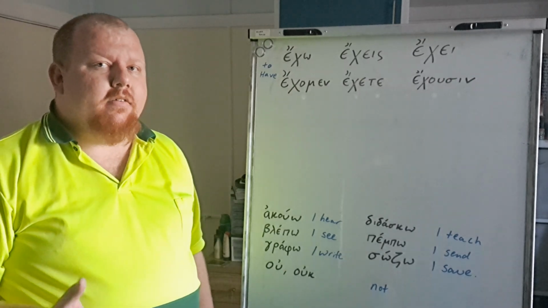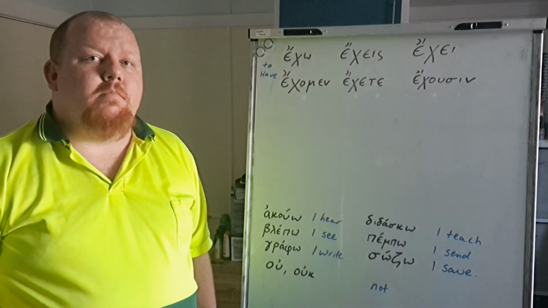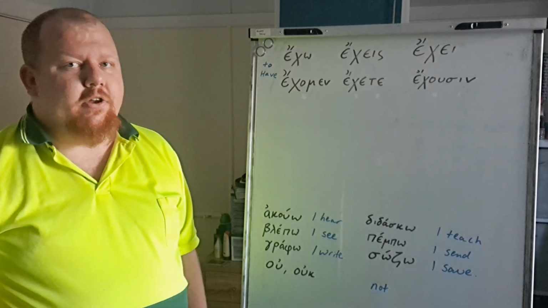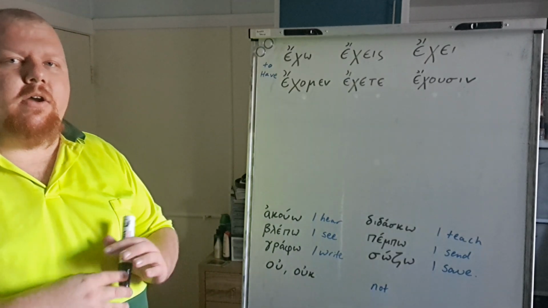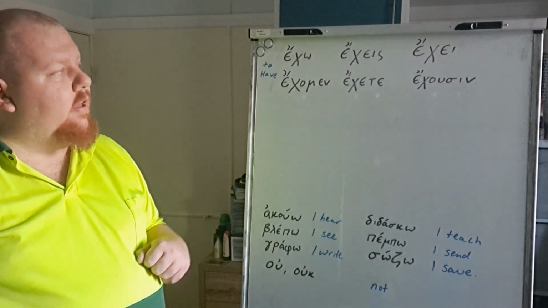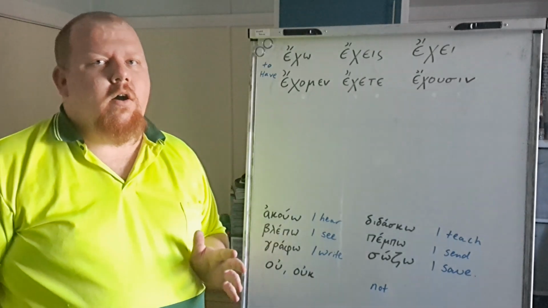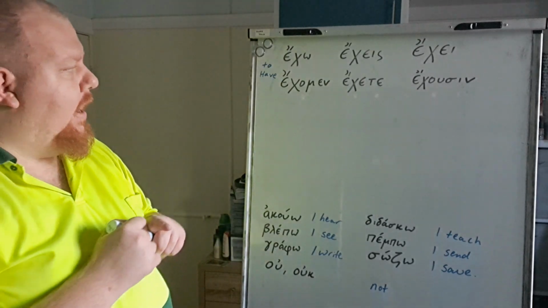Just be aware that it exists, but we do have a few that have a vowel with a smooth breathing. Now, the first thing we're going to do is work on conjugating these verbs. So, first one, akouo, I hear.